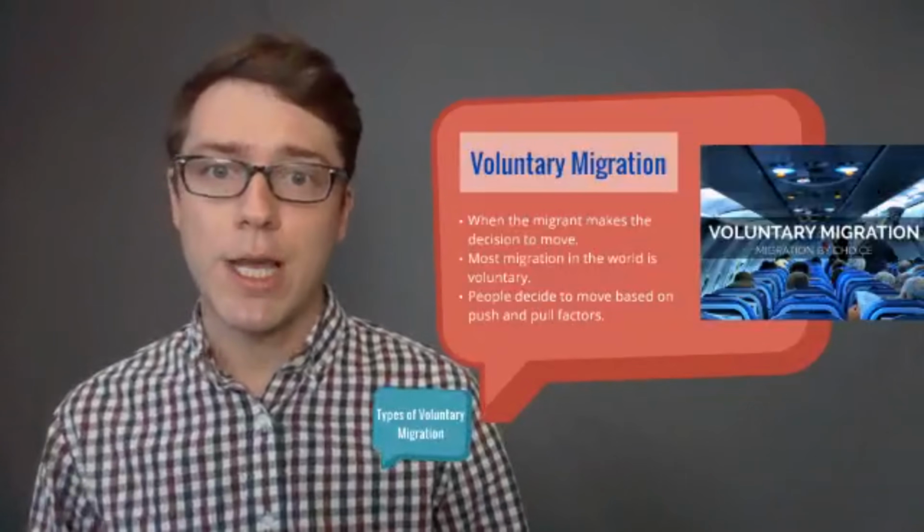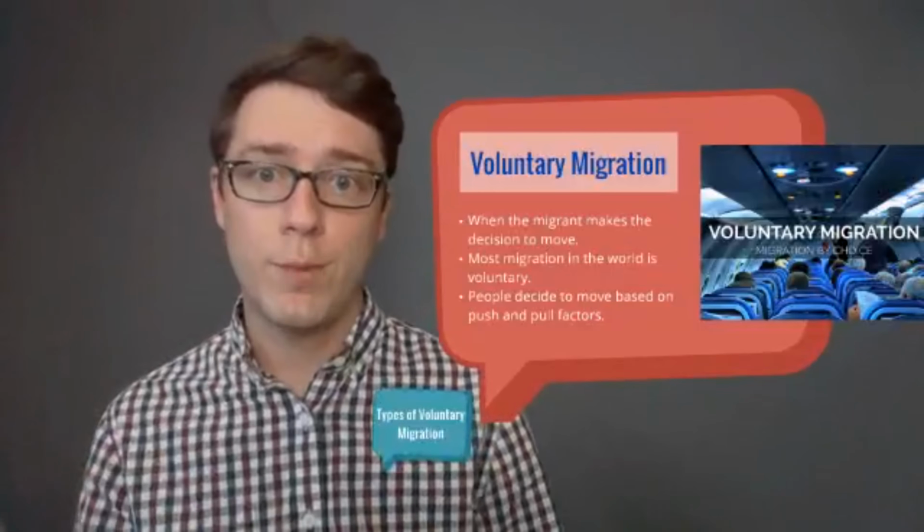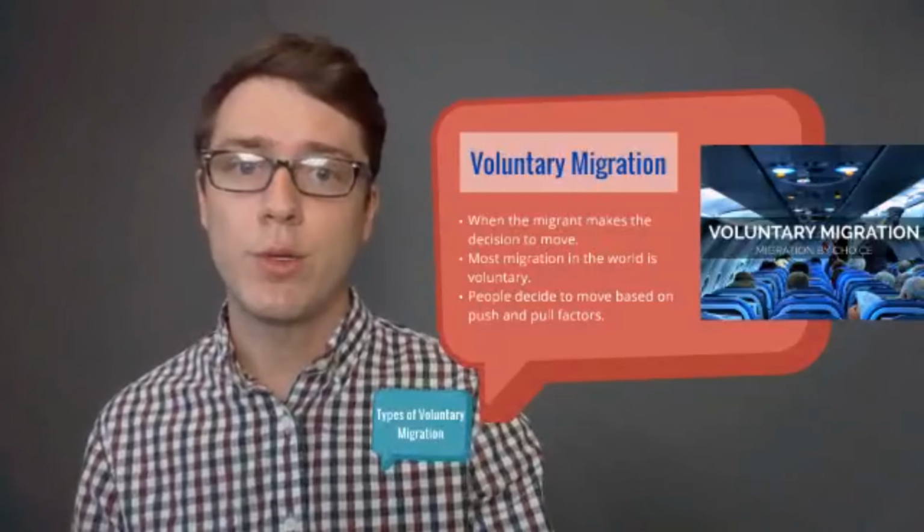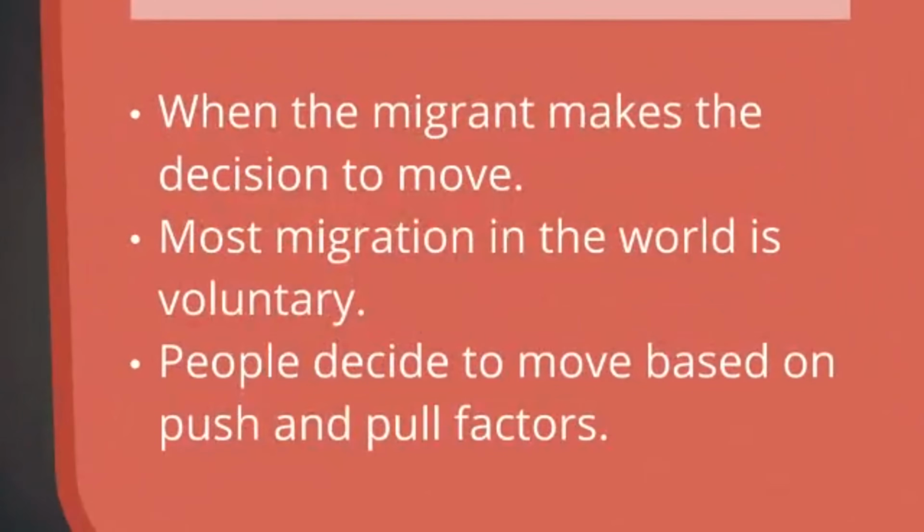So voluntary migration is the other type of migration. We learned that forced means that you are made to leave your home. You don't have a choice. Voluntary is when you choose to migrate. So voluntary is when the migrant makes the decision to move. Again, we said that most migration in the world is voluntary. And when people decide on that, they decide based on the push and pull factors that we learned about in the last topic. So remember, push is what drives you to leave a place. Pull is what draws you to a place.